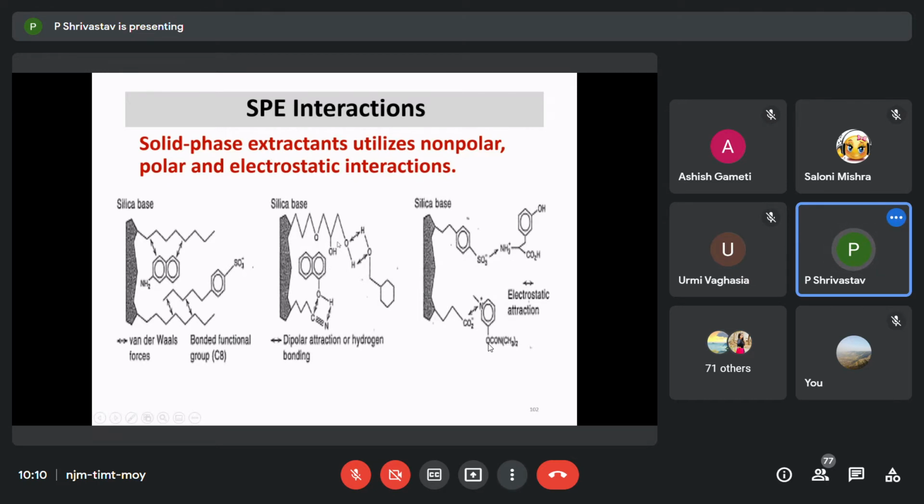But for that, you need to have certain functionalities in the bonded stationary phase itself, so that you have efficient hydrogen bonding with the analytes of interest. And then you have another set of interactions, which we call electrostatic attraction, wherein the bonded silica has some functional groups which hold charges opposite to that of the analyte. As you can see here, this is SO3 negative. It is this negative charge which interacts with the positive charge, the ammonium ion in the analyte of interest, resulting in electrostatic attraction. And that is how the analytes of interest get retained on the surface of the solid phase material.